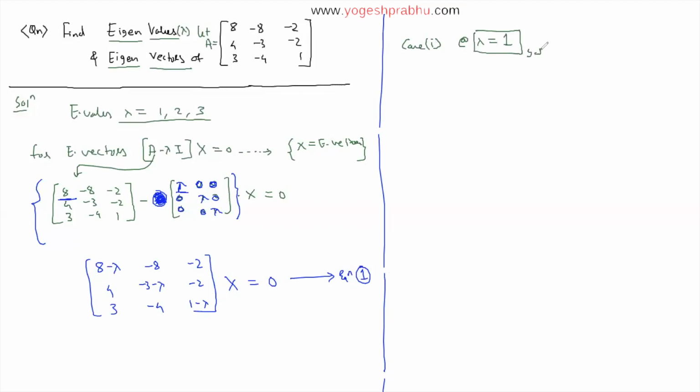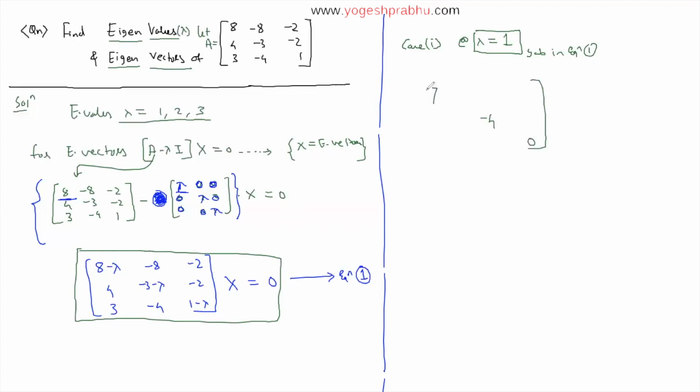Okay, we will substitute this in equation 1. So if I substitute lambda equal to 1 here, this lambda value you will replace by 1. So this will become 8 minus 1, minus 3 minus 1, and 1 minus 1. And well, that's the only change you will have. So if you substitute lambda equal to 1 in this equation, you will get this as 7, then minus 4, and 1 minus 1 is 0. Only the diagonal values will change, right?